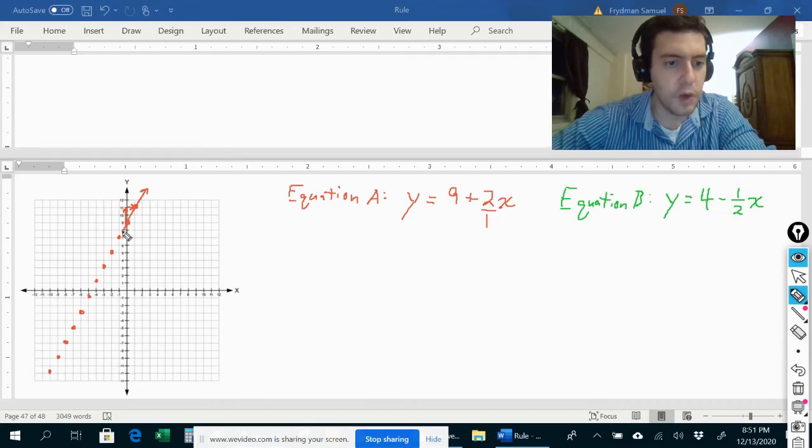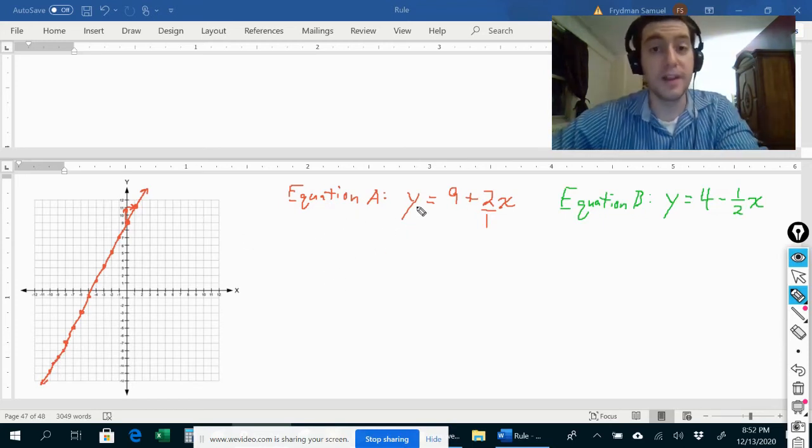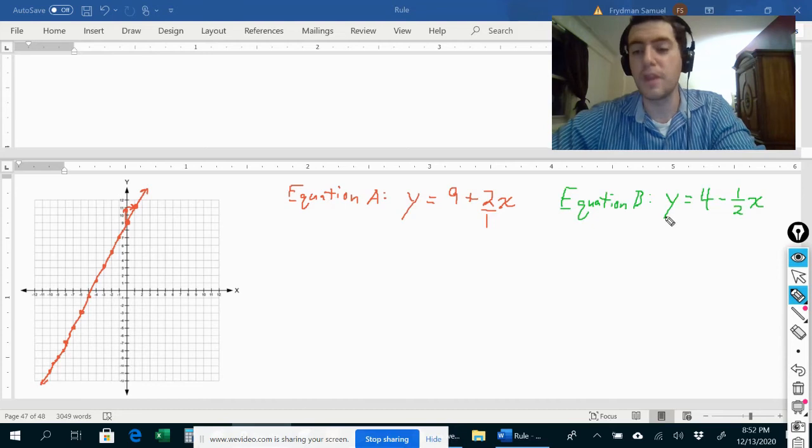And remember, every single one of these points, and even the points in between these points, so for example, like over here and over here and over here and over here, every single point on this line is a solution to this equation, but not necessarily to this equation. So let's go ahead and graph this equation now.